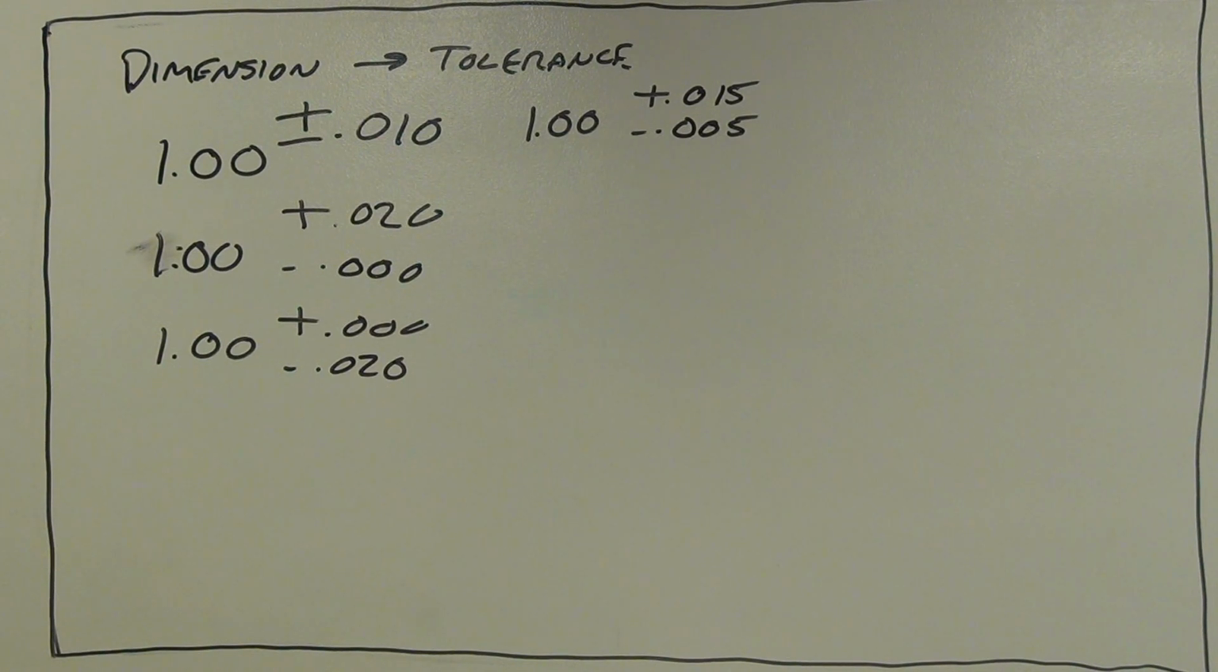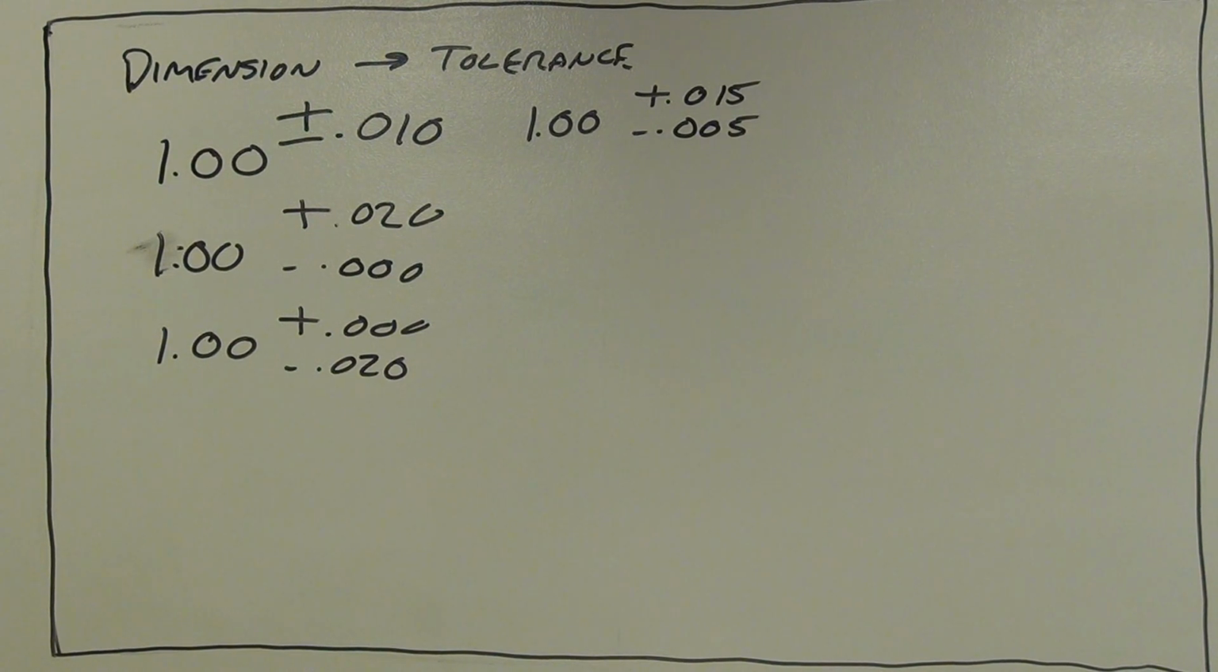Now it's just like any other number manipulation. You have to be careful. You have to make sure that you don't change the intent of what the engineer did when he put that dimension and tolerance down. Okay, but for right now, what I want you to remember is that dimensions can be bilateral equal, bilateral unequal. They can be unilateral plus, unilateral minus.